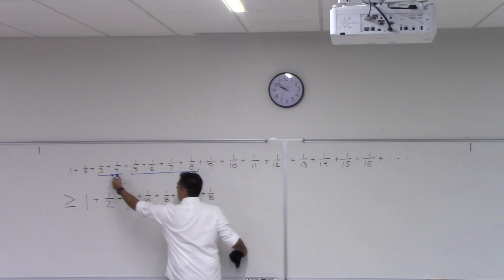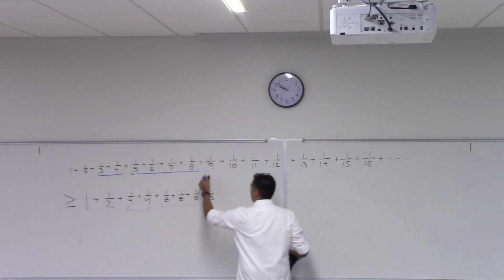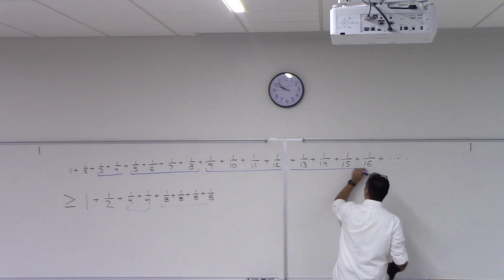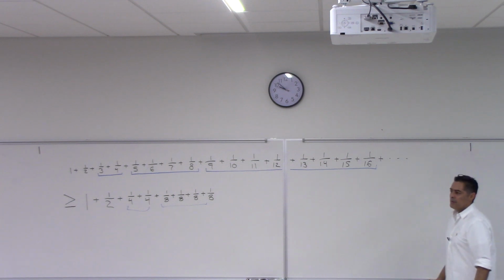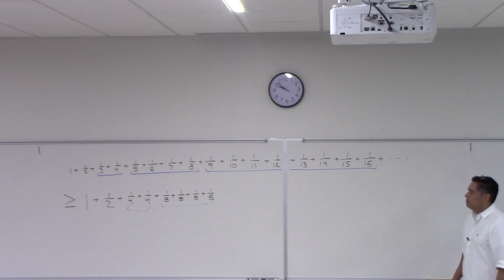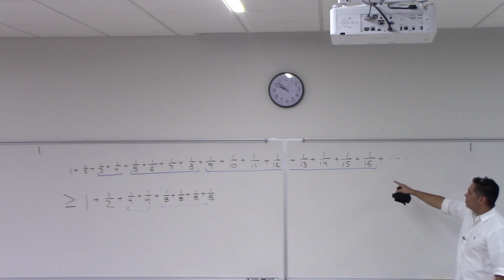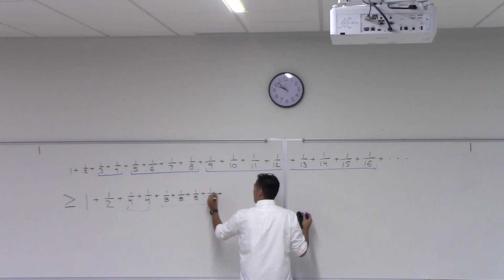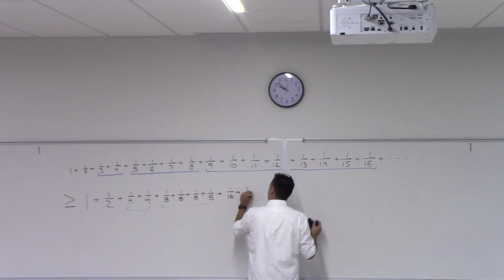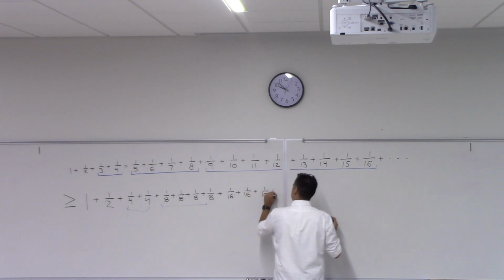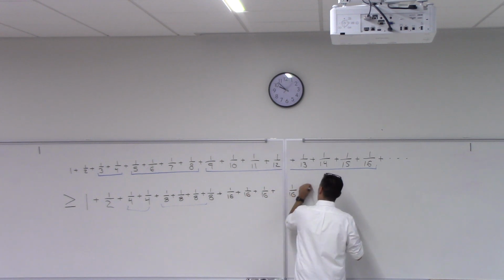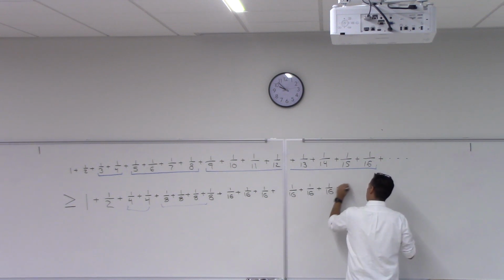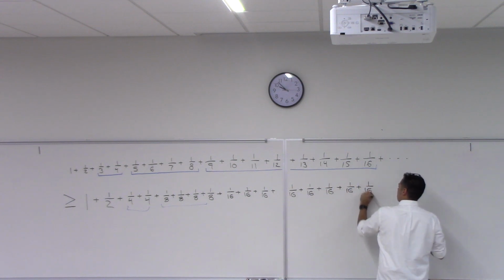Now, let's see. First I took the first 2, then I took the next 4. What do you think I'm going to do next? Next 6, it's going to be 8. I'm going to take the next 8 of them. See those 8 numbers? I'm squaring each time. So what is the smallest number in that list? 1/16. So do you all agree that this list here is smaller than 1/16, 8 times? 5, 6, 7, 8.